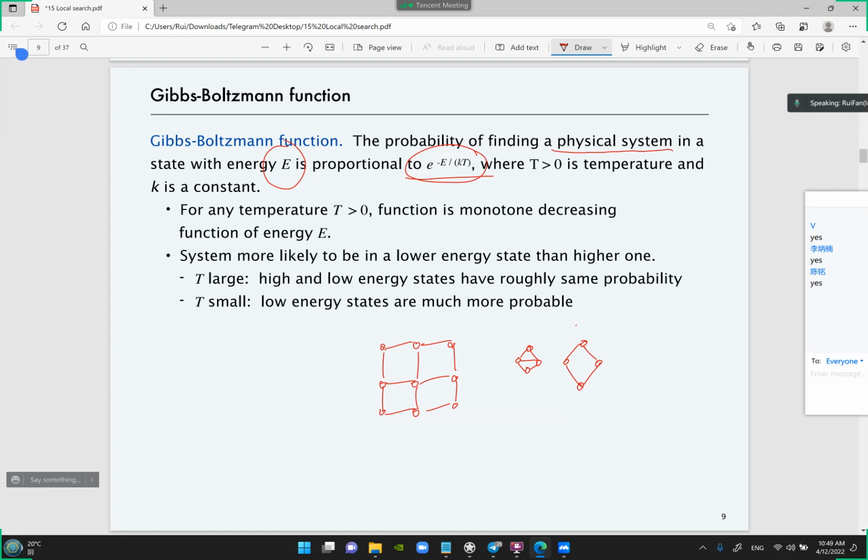And the other parameter here is T. T is like the temperature, and what happens is that if T is very large, then basically all of these states have roughly the same probability.